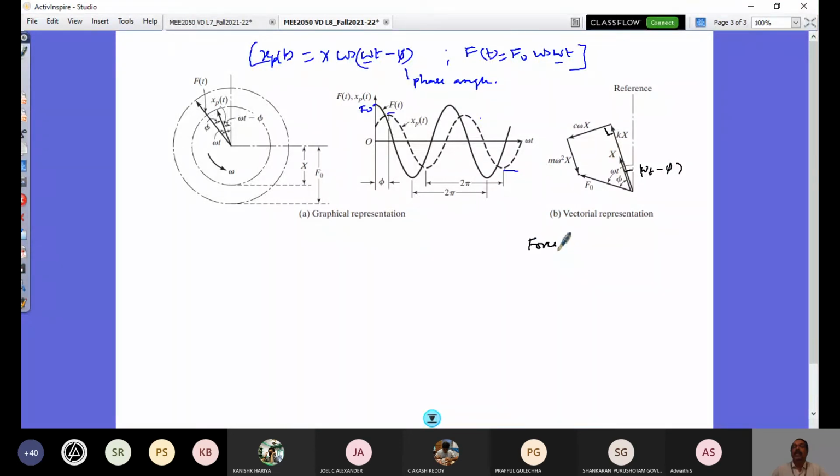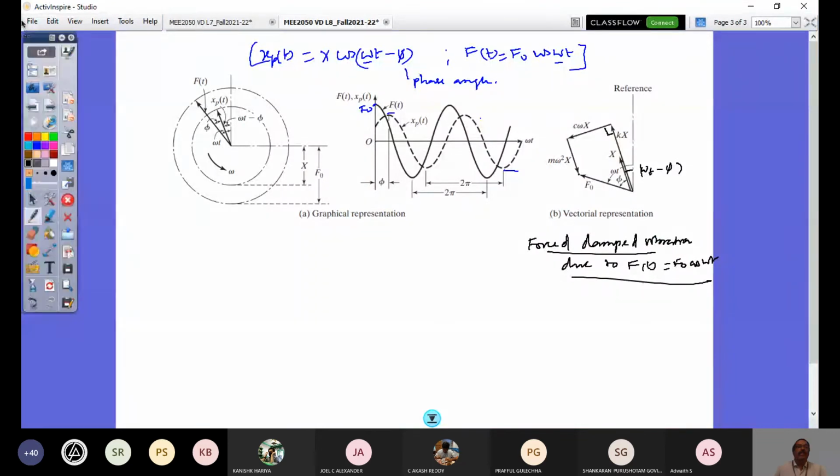Forced damped vibration due to f of t equals f naught cos omega t. That's all. So any doubt in this representation? You understood. So now let's go and see some very interesting aspects.